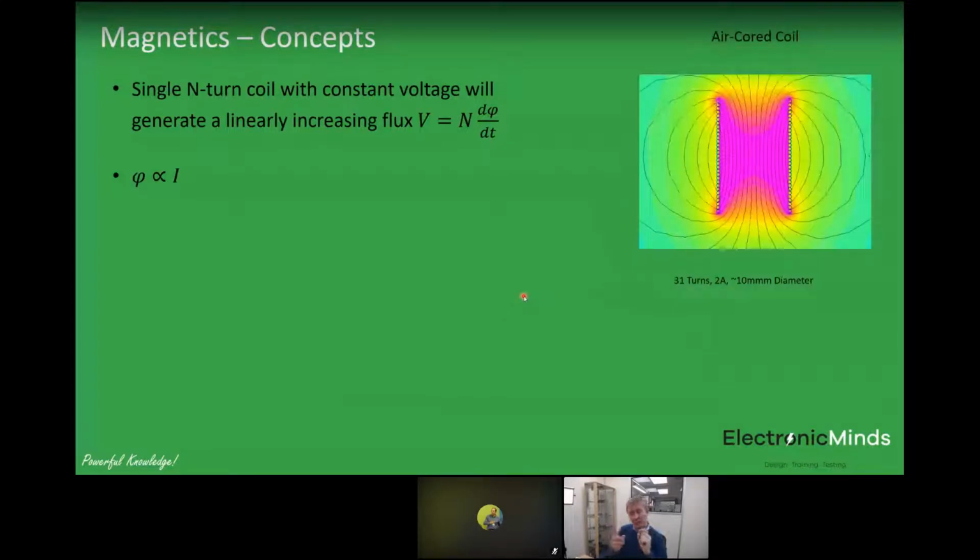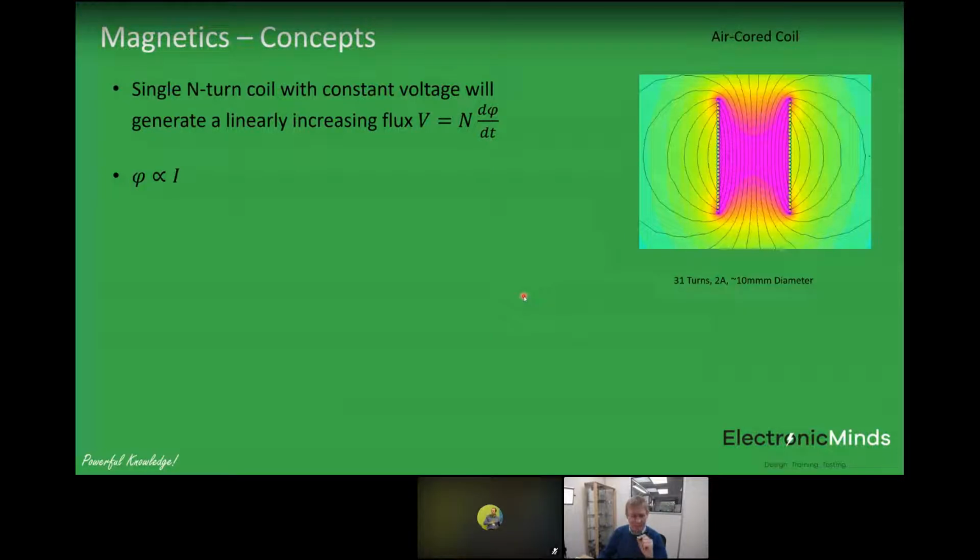So you could just have that winding without a core at all. In that case, you have an air-cored coil, which I've shown a finite element model of here. We've got 31 turns carrying 2 amps with about 10 millimeters diameter for those coils, and it generates a field pattern that looks like that.